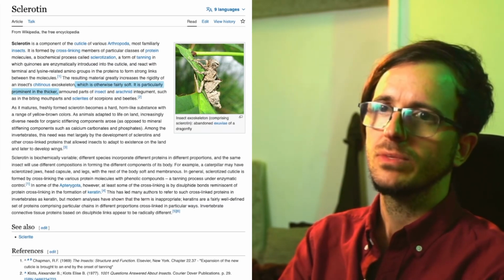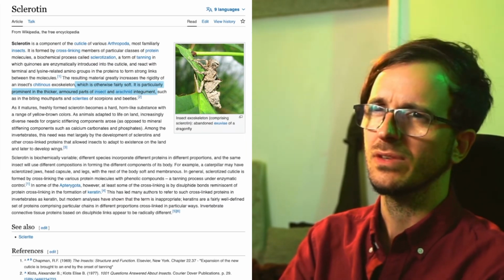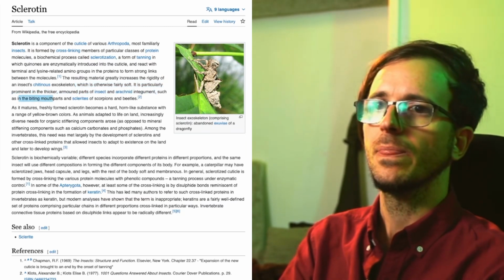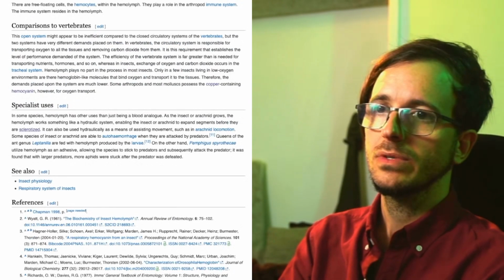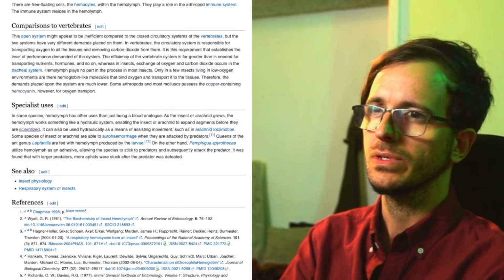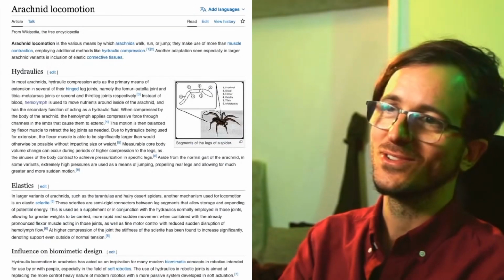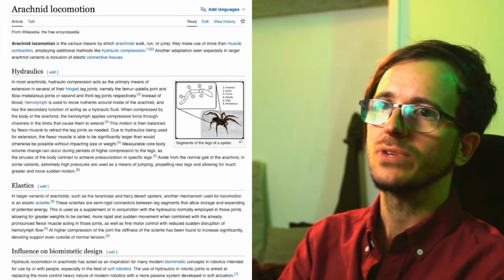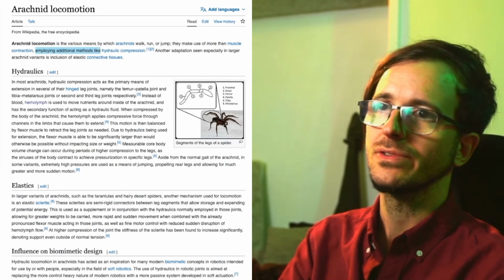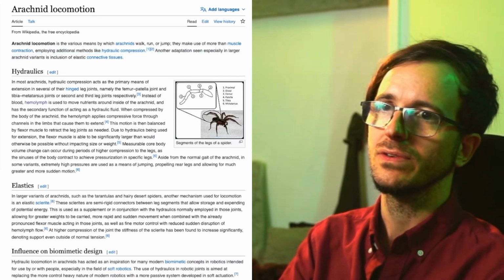It is particularly prominent in the thicker armored parts of an insect or an arachnid integument, such as in the biting mouth parts and sclerites of scorpions and beetles. It can also be used hydraulically as a means of assisting movement, such as in arachnid locomotion. They make more use than muscle contraction, employing additional methods like hydraulic compression. Another adaptation seen especially in larger arachnid variants is an inclusion of elastic connective tissues.